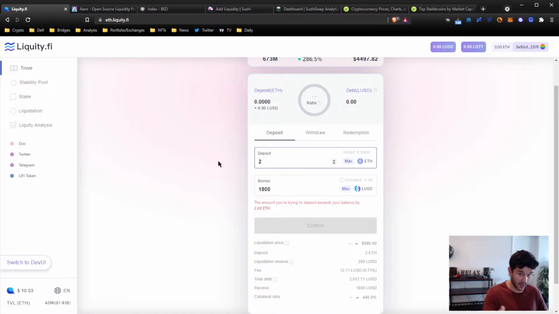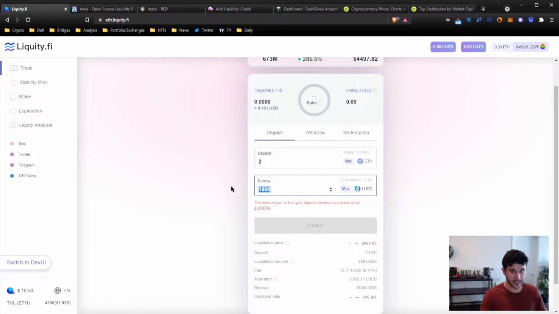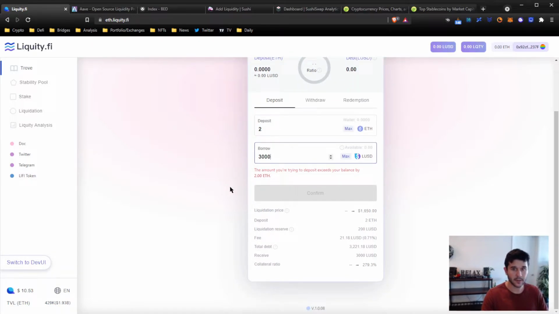So an alternative option would be to come to a place like Liquity, deposit however much Ether you have, and then borrow against that. In this example, if we were to deposit 2 Ethereum, which is about $9,000 total as of right now, and let's say we wanted to borrow $3,000 against that, we could do that very easily. I don't have any Ether in this wallet, but down here it'll give you some details on the transaction.